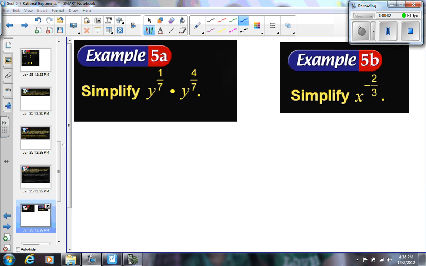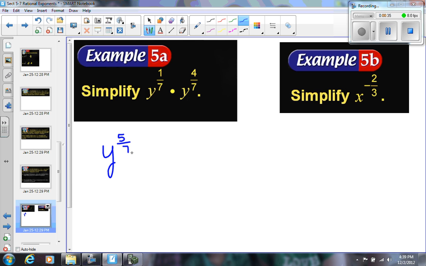Well, we did some examples with numbers, but now what happens when we have variables instead? So for this first problem, we need to simplify y to the 1/7 power times y to the 4/7 power. But remember, the bases are the same, so we follow the rules for exponents. When I'm multiplying and the bases are the same, I add the exponents. So 1/7 plus 4/7 is 5/7, and that's my answer.